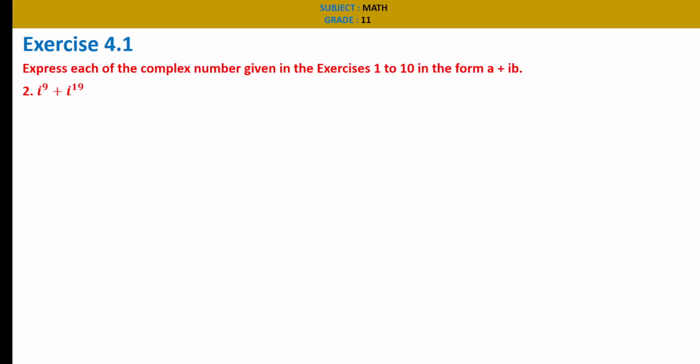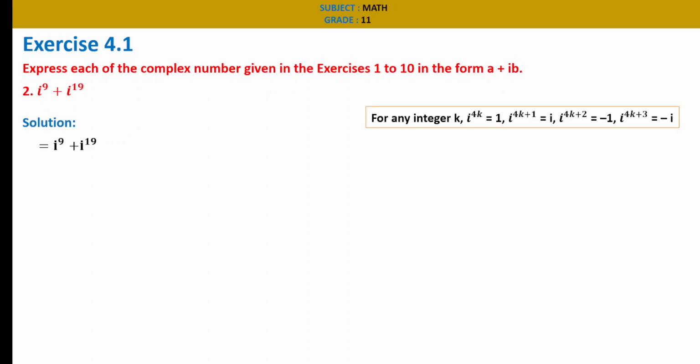Let us solve question number 2. I power 9 plus I power 19. Solution. I power 9 plus I power 19. For any integer k, we know I power 4k is 1, I power 4k plus 1 is I, I power 4k plus 2 is minus 1, and I power 4k plus 3 is minus I.